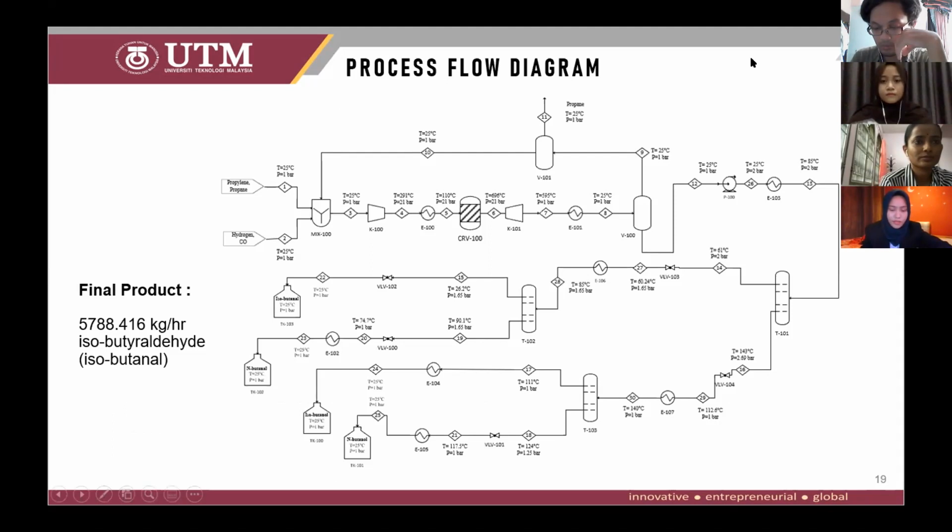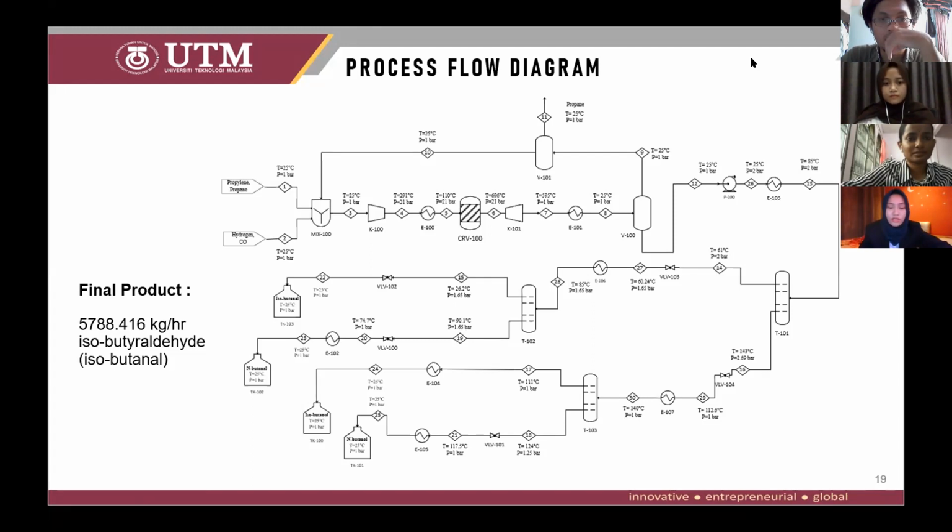Doctor, can you explain to me the working principle of the flash tank? Okay, the flash tank, the V100. This is the flash drum, the flash tank, in order to separate the raw materials and the products, which is our butyl aldehyde and also butanol.